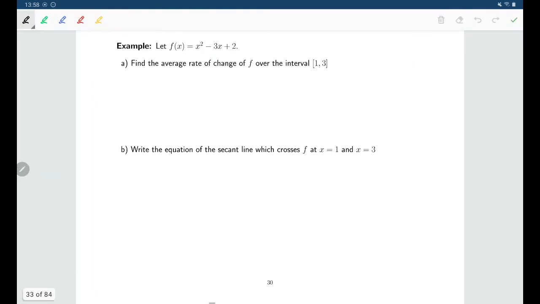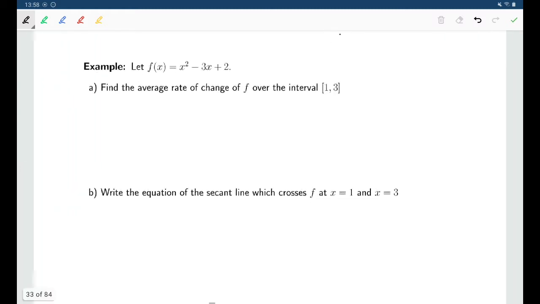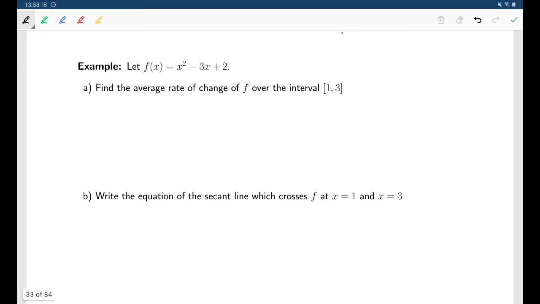So let's get into this. We're looking for the average rate of change of this function f, which is f(x) = x squared minus 3x plus 2. And we want to do this over the interval from 1 to 3. And so first thing that I'll do before I do anything else is find out what is f of 1 and what is f of 3.